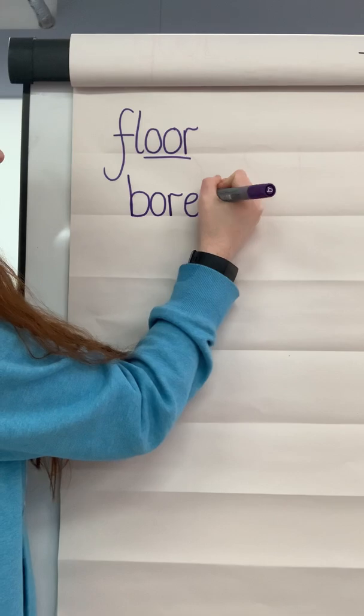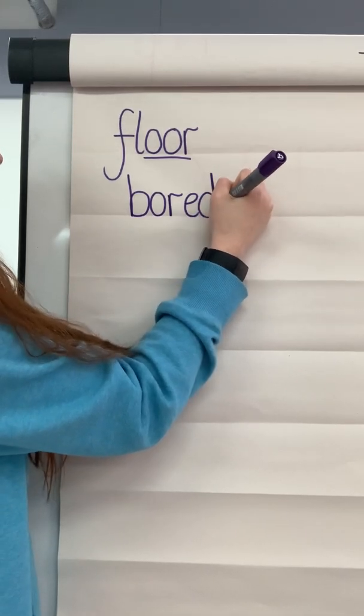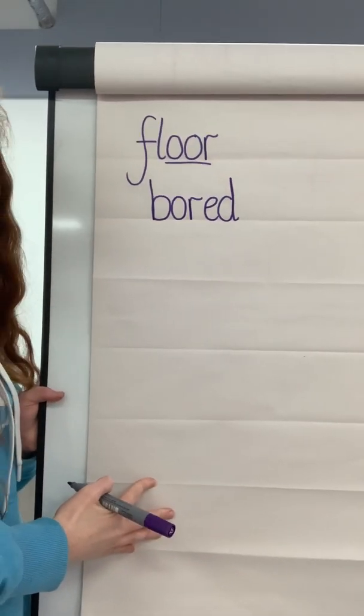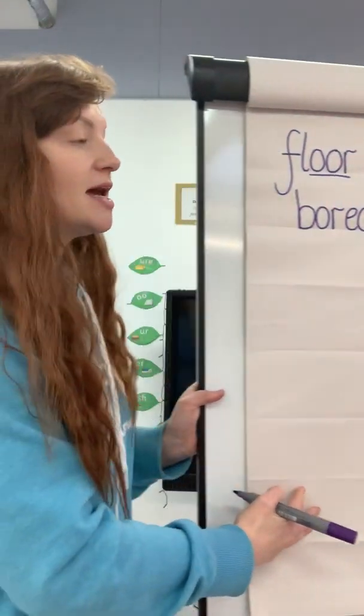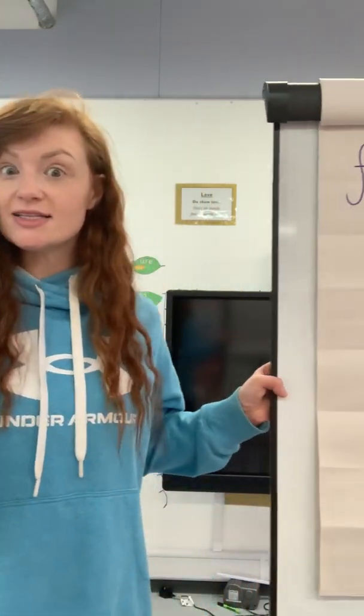And then we've got the D on the end. Bored. I am very bored. Next word. Can you spell the word poor? As in, Cinderella was so poor that she couldn't afford any new clothes. Poor. Remember, pause that video. Let's see if you were right.